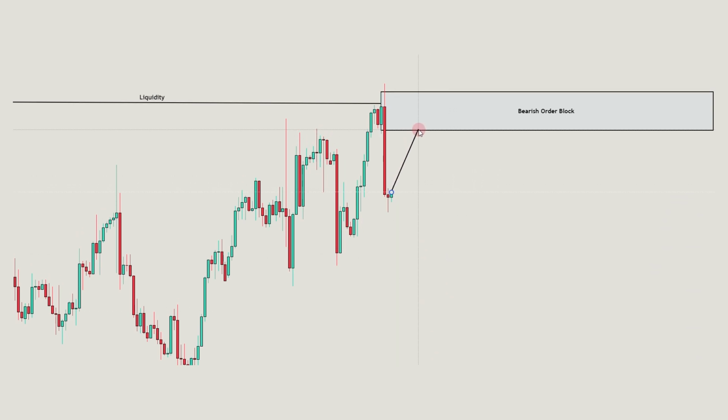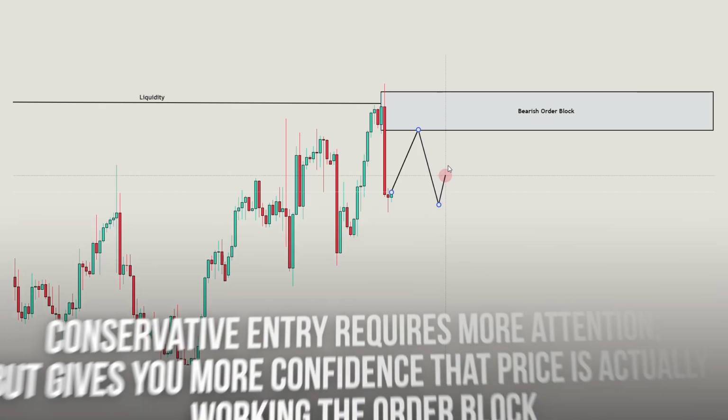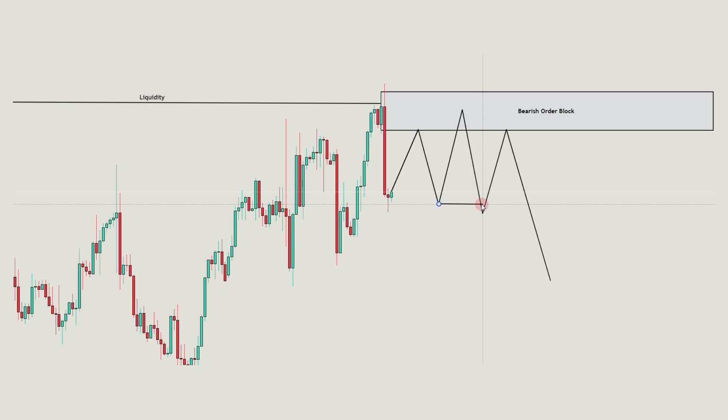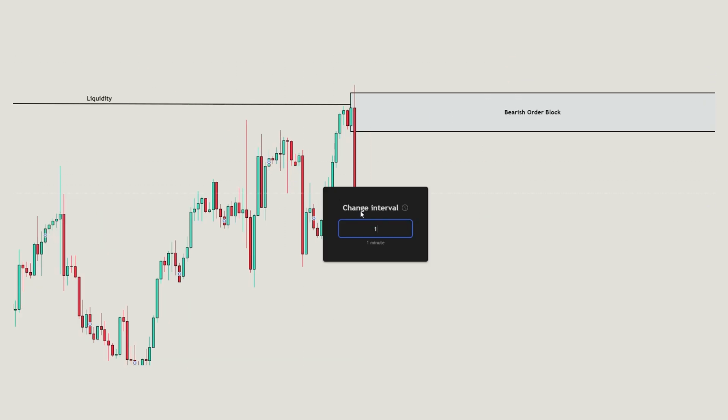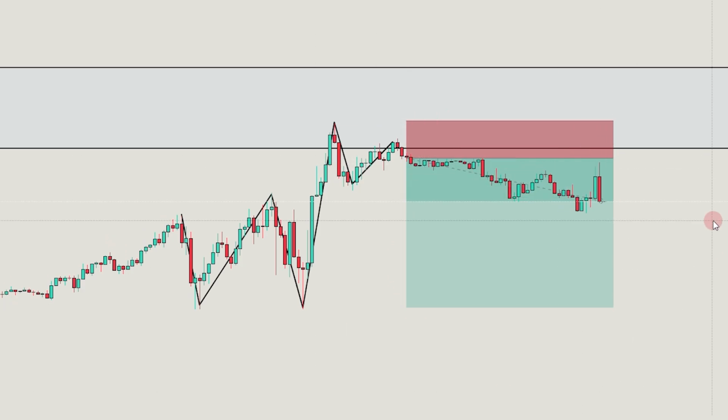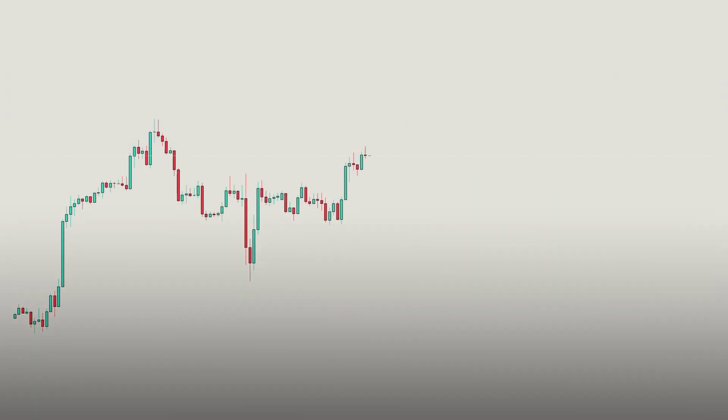There is no guarantee that the price will not break the block deeper. Personally, I use conservative entry more often. Yes, it requires more attention and is not as easy as the limit one, but it gives much more confidence that the price really works out the order block. Here we wait for the price to enter the order block zone and only after the reaction, for example, a change of structure on the lower time frame, we start looking for an entry. This approach is especially good if you trade from the order blocks of a higher time frame, for example, from H4. Then at M15, you can wait for a reaction and get an entry point with minimal risk.